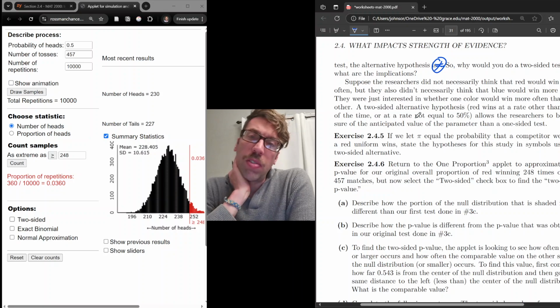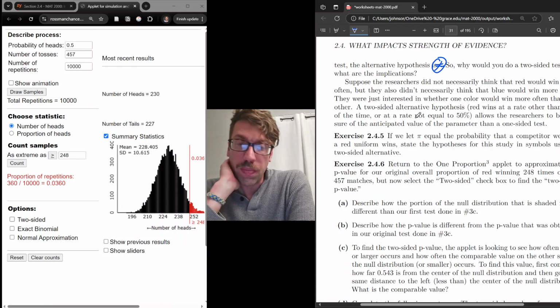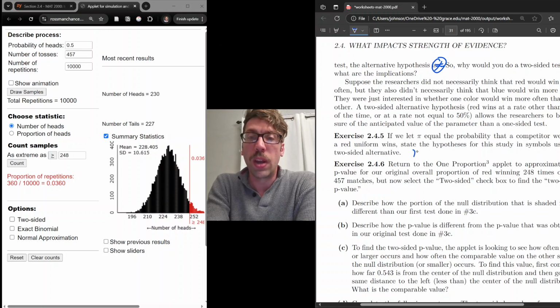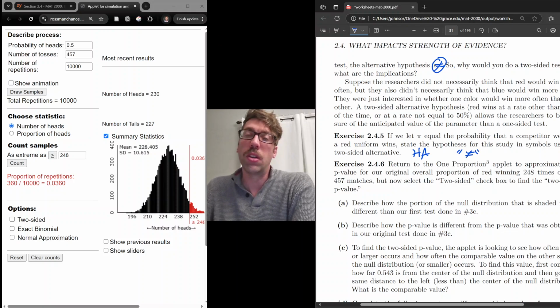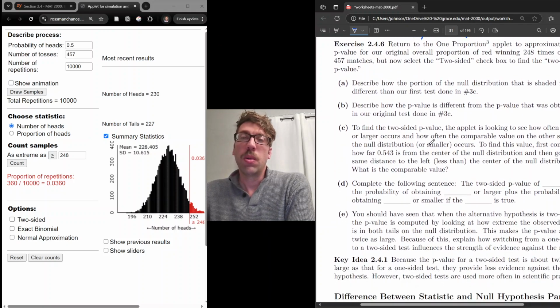So for number 5, if we let pi equal the probability that the competitor wearing a red uniform wins, state the hypotheses for the study in symbols using a two-sided hypothesis. That means your HA should contain a not equals in your alternative hypothesis somewhere. And there should be an equal sign in your null hypothesis.